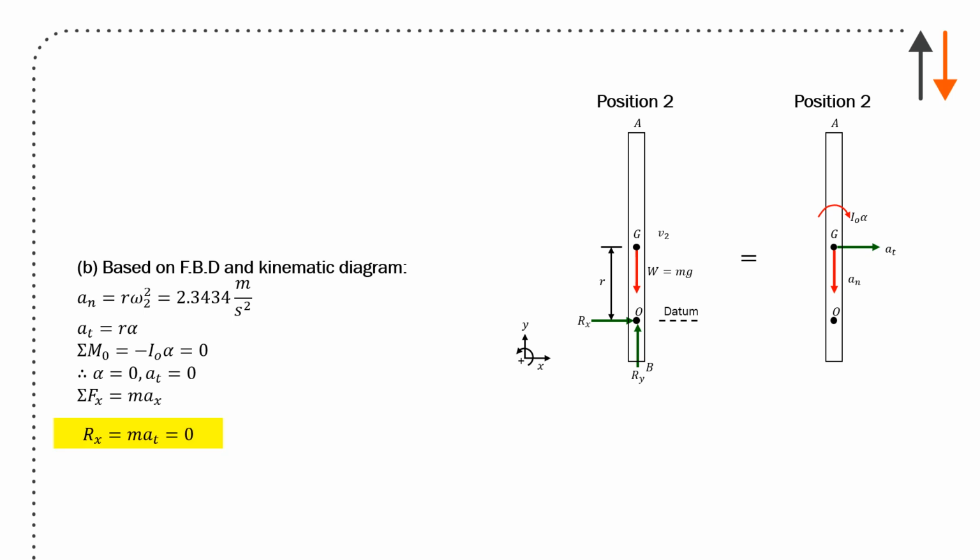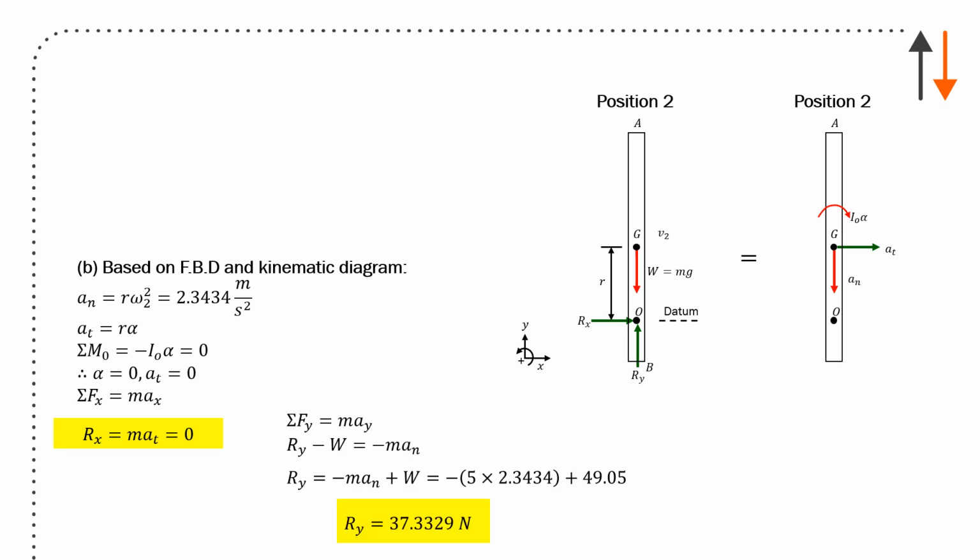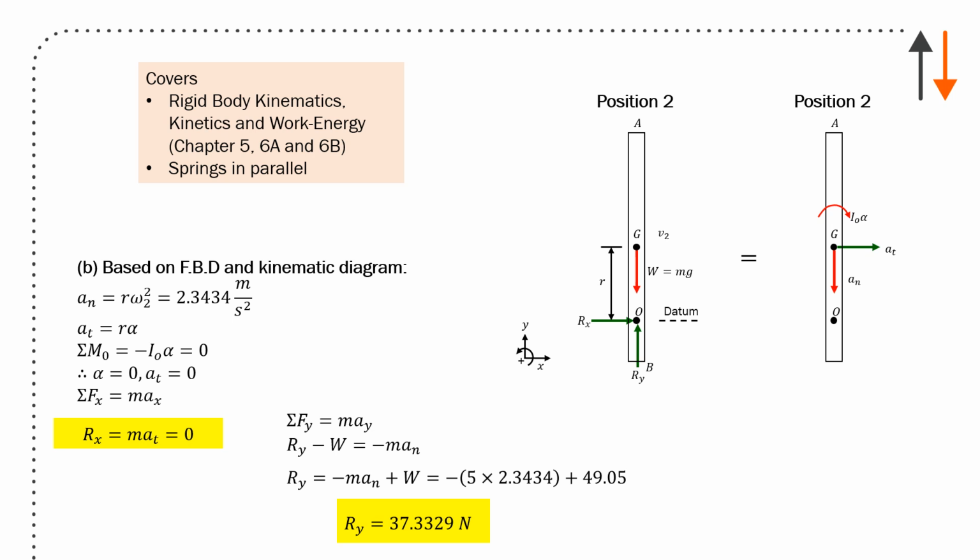Reaction force at x at that point is 0. Reaction force at y is equal to 37.3 newtons. Rigid body kinematics, kinetics, and work energy, so 5, 6a, and 6b, and a little bit on springs in parallel.